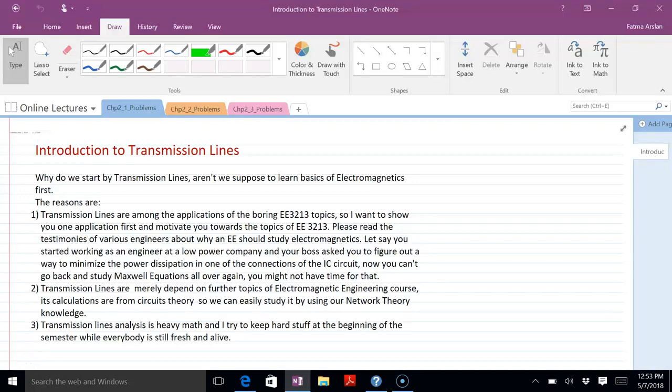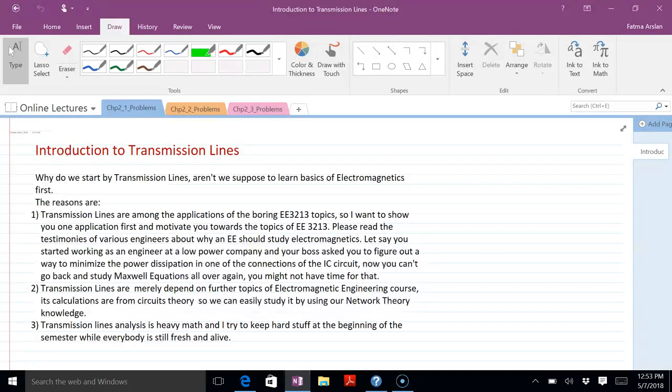Hello everybody. This is our second problem solving session and we are starting transmission lines. I'd like to first clarify why I'm teaching transmission lines before all the electromagnetic subjects, which are mainly physics 2 subjects. So number one reason is transmission line is one of the applications of all the electromagnetic topics, but it doesn't directly depend on those topics.